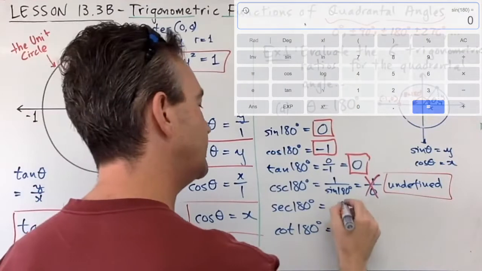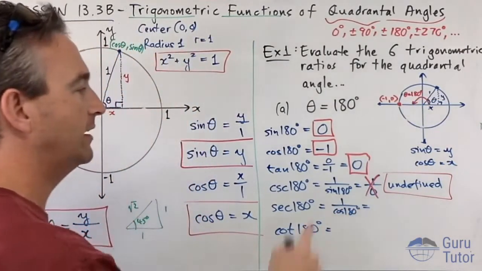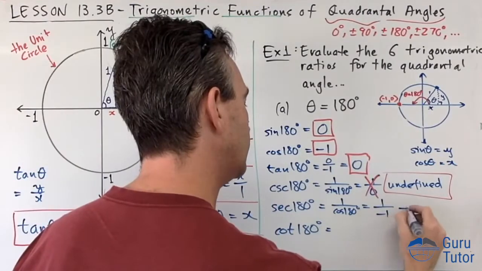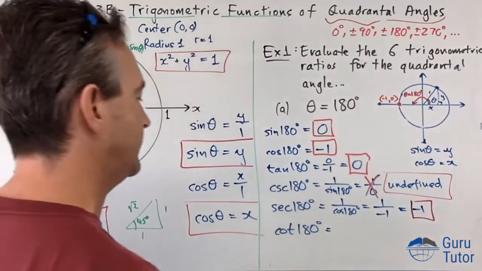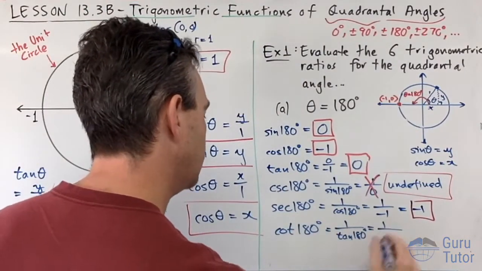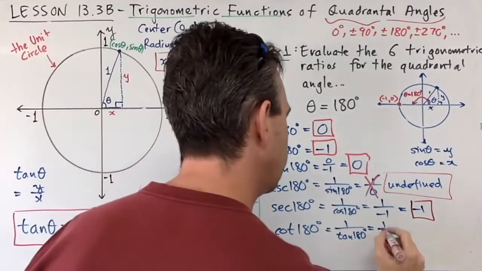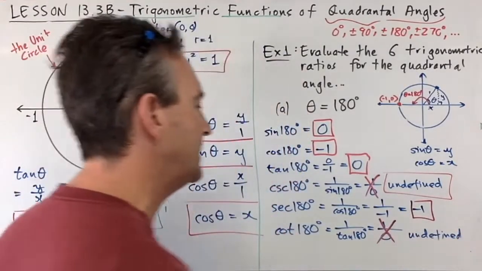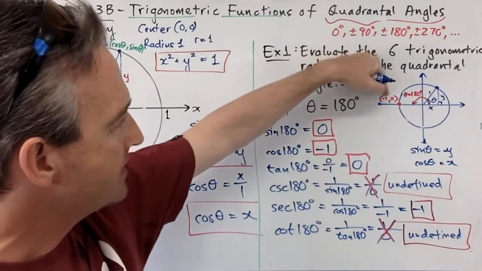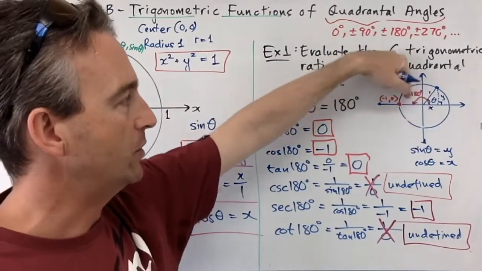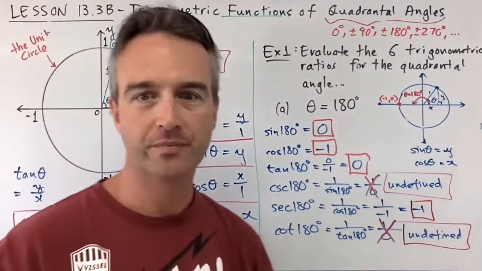Sec 180, remember sec is 1 over cos 180. What was cos 180? Negative 1. 1 over negative 1, that's defined: minus 1. And finally, cot 180. Cot is 1 over tan. And what was tan 180? 0. 1 over 0, again, we've got something undefined here. So for each value of theta, figure out where it is. Remember that the x-coordinate represents cos of that angle, and the y-coordinate represents sine of that angle. And you work from there. All right, can you do that?